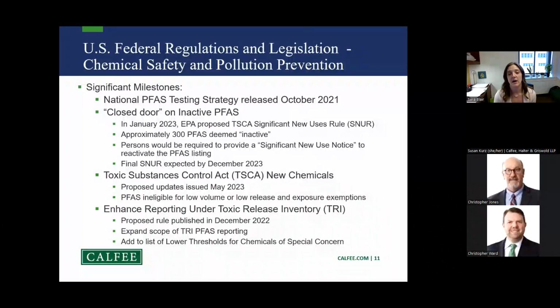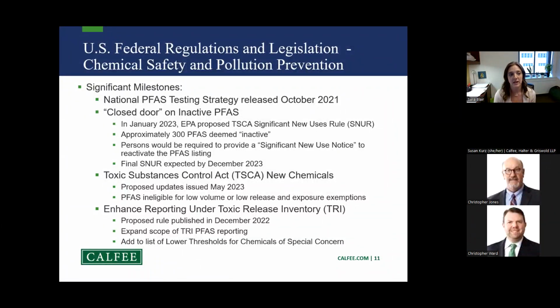With respect to the Office of Chemical Safety and Pollution Prevention, they've achieved or are working on achieving a number of their milestones under the strategic roadmap. First of which, in October of 2021, US EPA issued a national PFAS testing strategy, which will require PFAS manufacturers to provide toxicity data and information on categories of PFAS chemicals to inform future regulatory efforts.